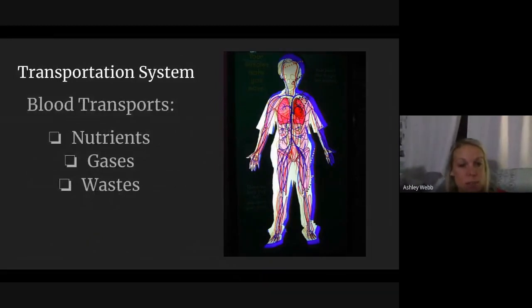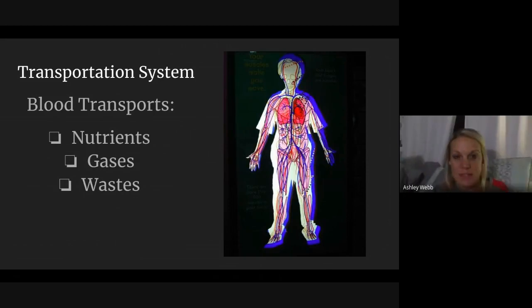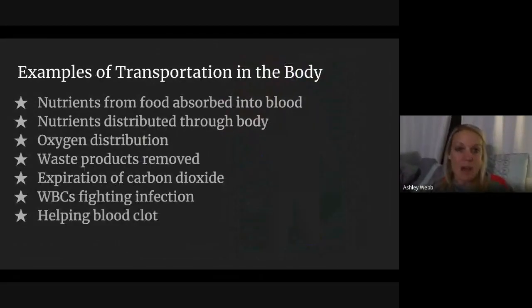Some things that the blood transports, we've heard about since we were little kids: it helps with transporting nutrients, gases, and waste. I don't think that's anything new. Some examples of transportation in the body: nutrients from food are absorbed through the small intestine and then into the blood. The blood then carries those nutrients throughout the body to all the cells. It takes it to muscle cells so that they can function and work, so that we can move our bodies. It takes it to our nerve cells so we can transmit those messages throughout the body, so that we know to move our hand when we touch that hot stove or find any other stimulus.